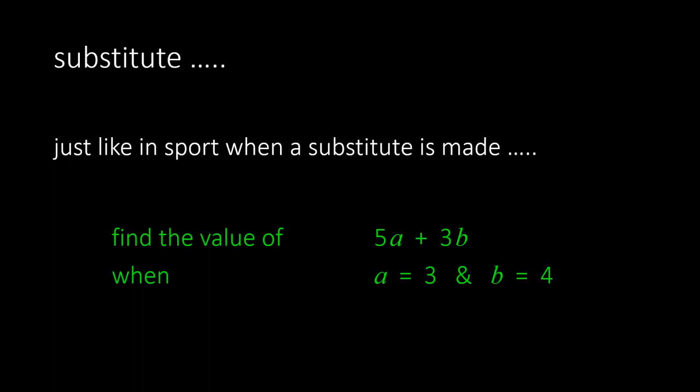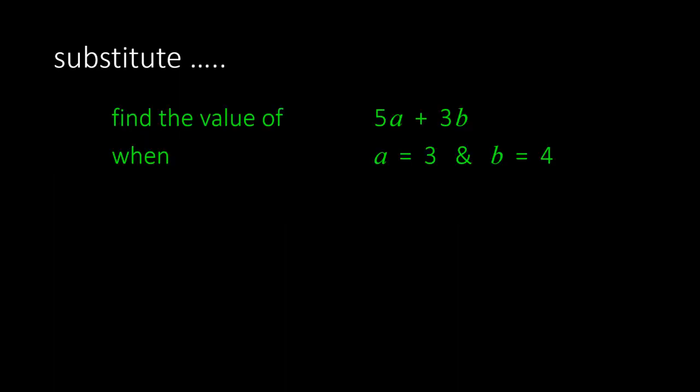Okay, so let's have a look. Substitute, just like in sport when a substitute is made. We're going to take a letter off and put a number on instead of that letter. So we might have something like that. Find the value of 5a plus 3b when a is 3 and b is 4. Let's have a look at it up there.